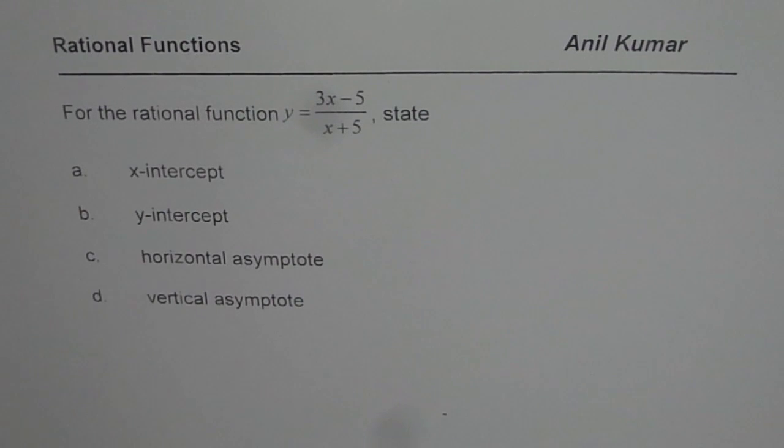The question is, for the rational function y equals 3x minus 5 divided by x plus 5, state x-intercept, y-intercept, horizontal asymptote and vertical asymptote. You can pause the video, answer the question and then look into my suggestion.